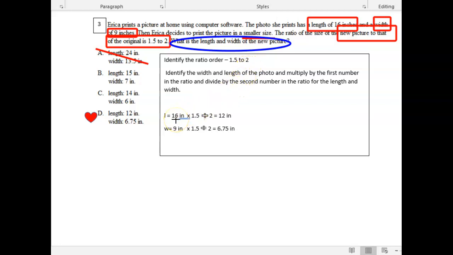So 16 times 1.5 divided by 2 is 12 inches for the length. And the width is 9 inches times 1.5 divided by 2, which is 6.75 inches. So our answer is D. It is that simple. Multiply, then divide, using the exact inches of the original photo that they give you in the text. Take care.